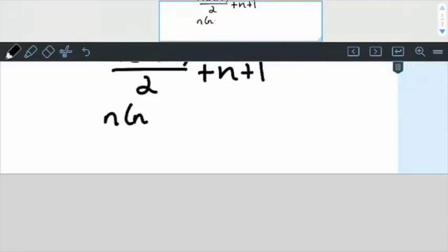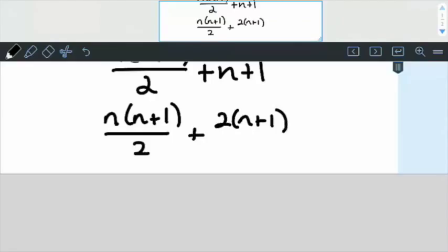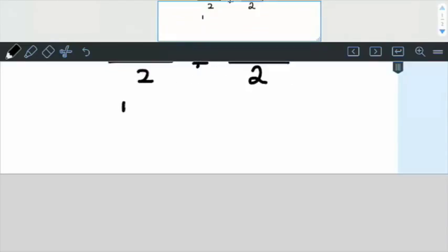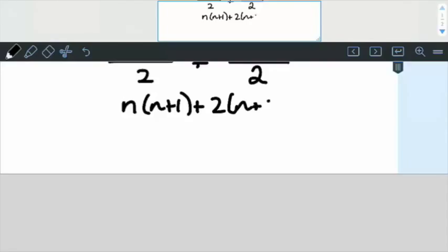So let's get our common denominators here. I simply multiplied n plus 1 with 2 over 2. Now I have n times n plus 1 plus 2 times n plus 1 over 2.